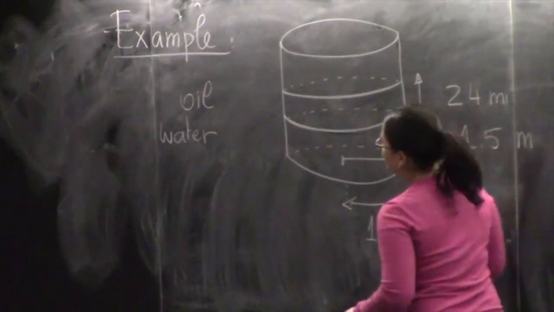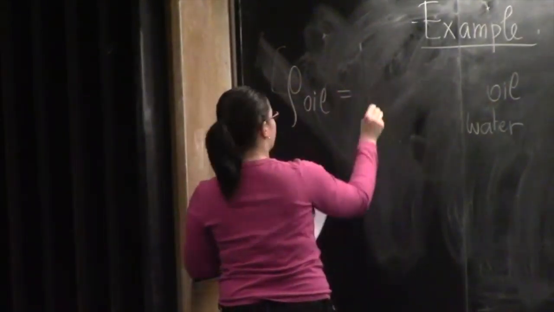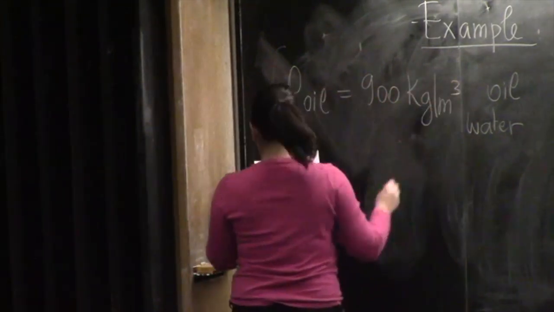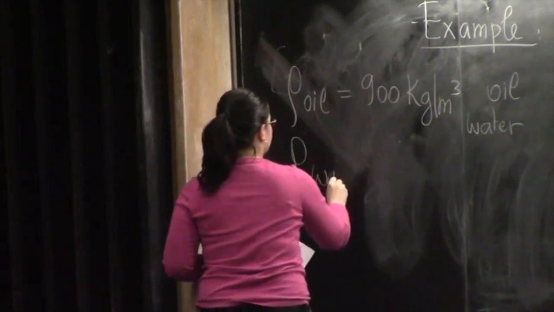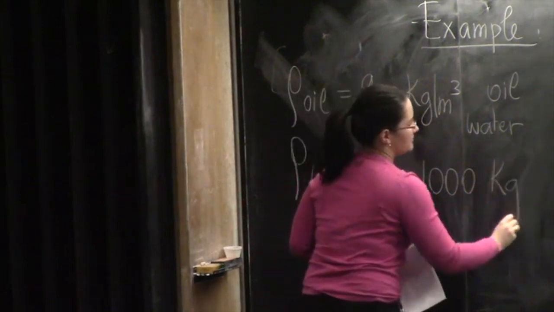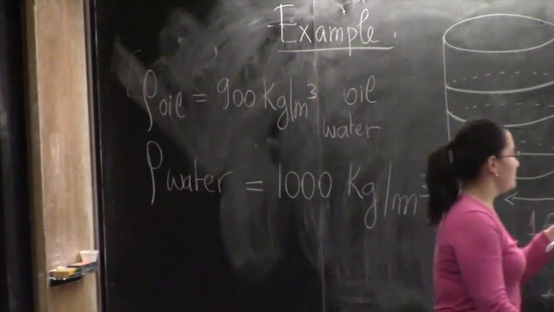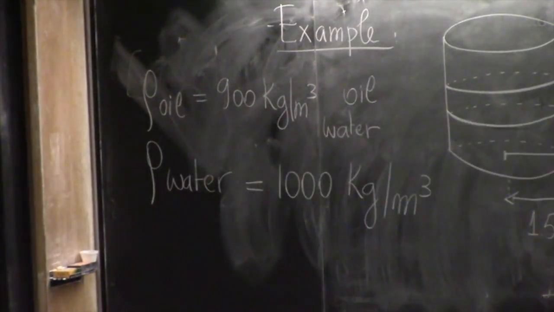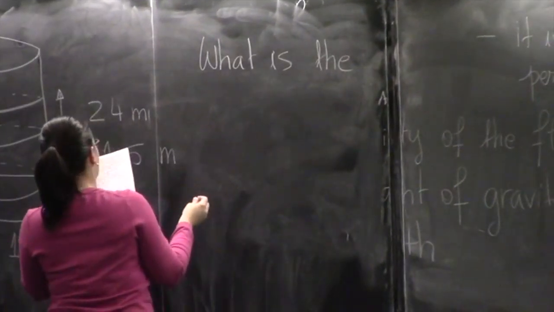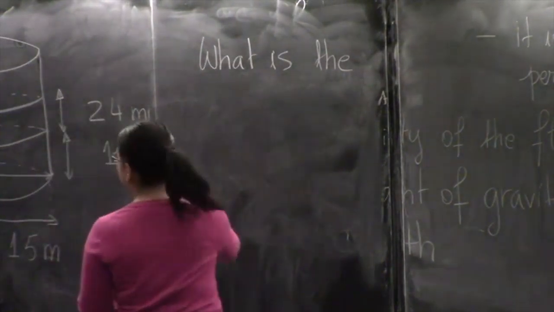The density of the oil is 900 kilograms per cubic meter, and the density of the water is 1,000 kilograms per cubic meter. And the problem is asking, what is the hydrostatic pressure and the hydrostatic force at the bottom of the recipient, of the cylinder of the fluid.